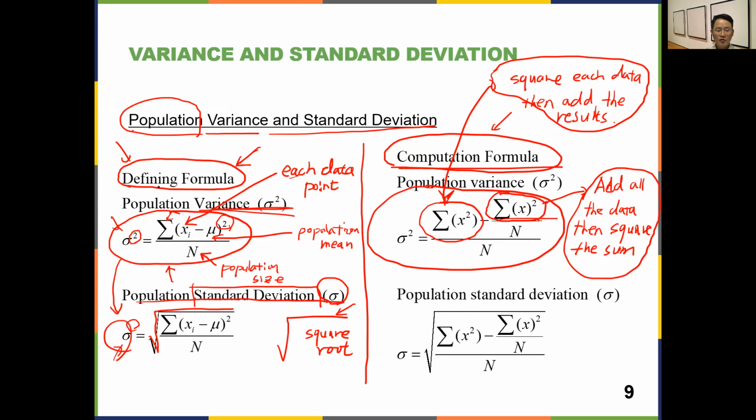Now, going back to the defining formula, look at this part right here. You have to use the population mean. That means you have to calculate the mean value first, then put that in this formula, and you have to go one by one. What about the second formula, computation? Do you have to find the mean first? No, not at all. You can just put it in this formula and you can find it. And once you find the variance, same deal here: you just need to take the square root and you got the standard deviation value.